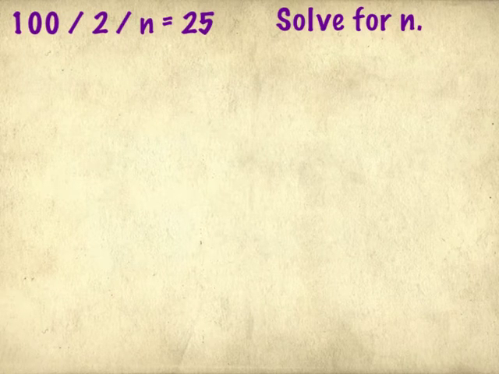So now try this one on your own. 100 divided by 2 divided by n equals 25. Solve for n. So pause the video here and give that a try, and when you come back I'll have the answer for you.